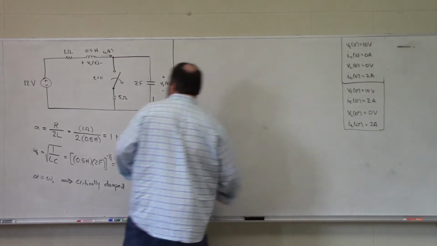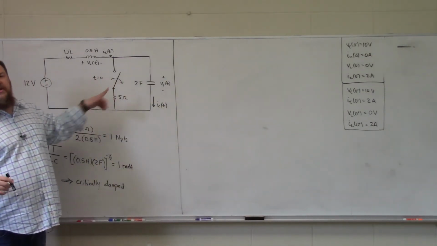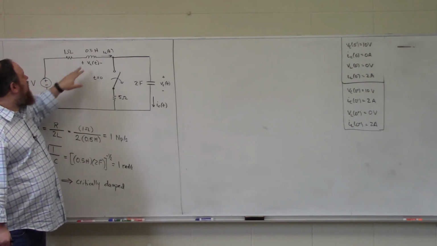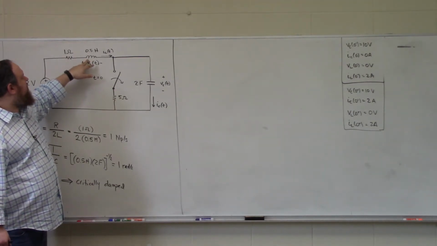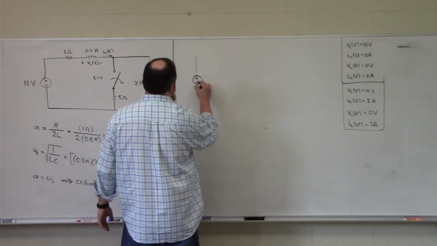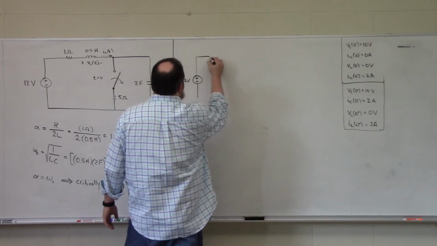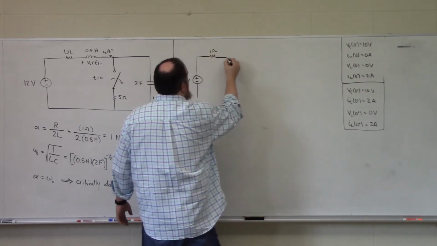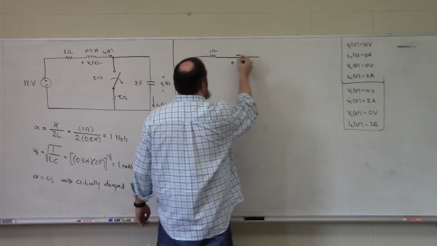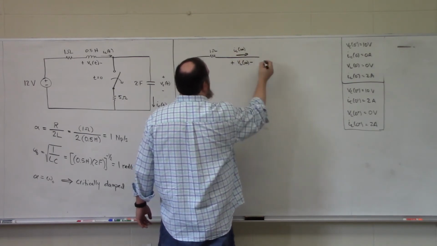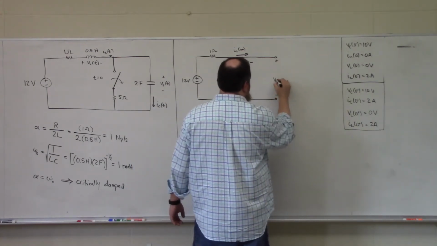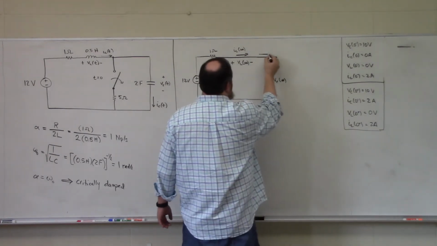At t is equal to infinity, our switch is still open, and it's been open for a long time, such that any transient conditions have died out, and so we should replace our inductor with its steady state equivalent and our capacitor with its steady state equivalent, which gives us a 12 volt source in series with our 1 ohm resistor, in series with a short circuit, which is representing our inductor at t is equal to infinity, in series with an open circuit, which is representing our capacitor at t is equal to infinity.